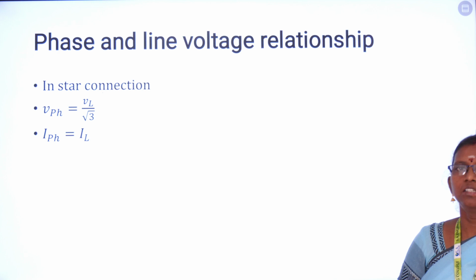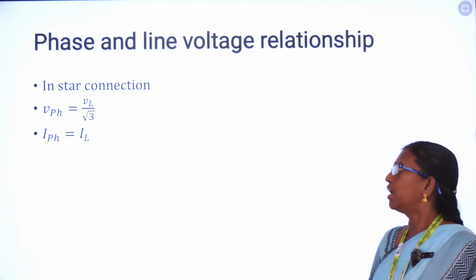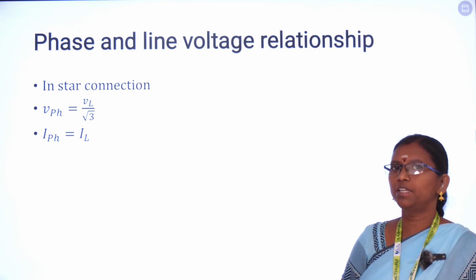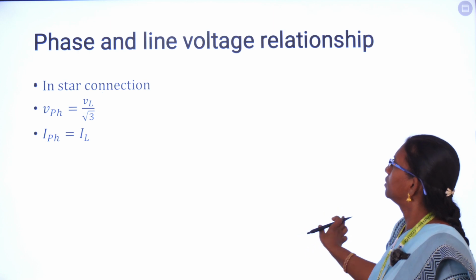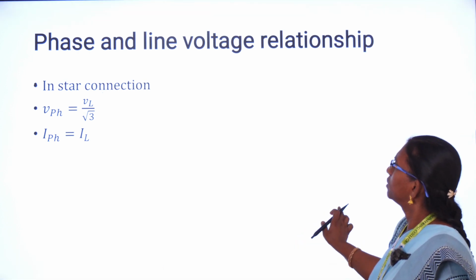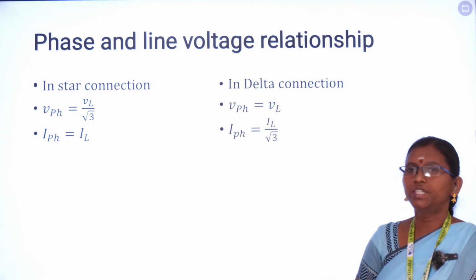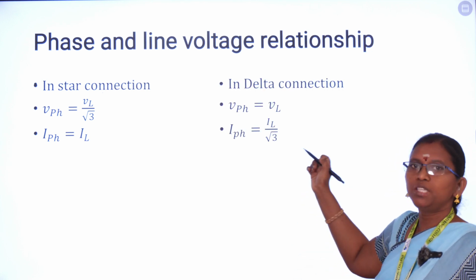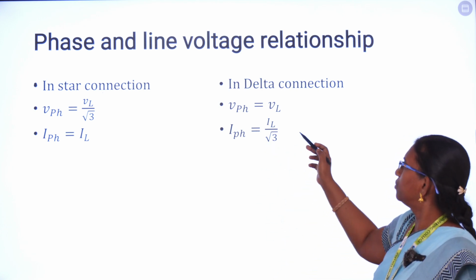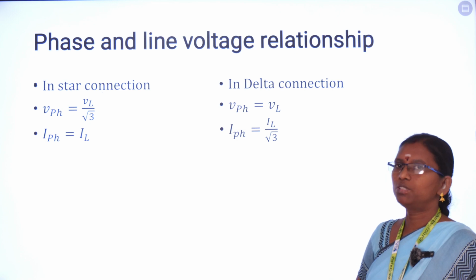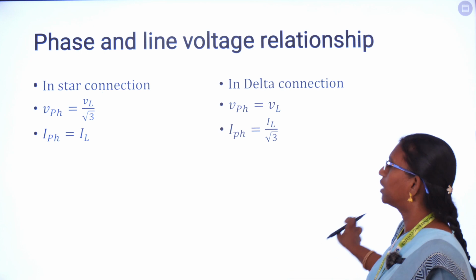In a star connection, phase voltage is equal to the line voltage divided by √3, and the current through the phase and line are both equal. So this is in the case of star. In the case of delta, the phase voltage will be equal to the line voltage and the current through the phase is equal to IL by √3. So these are the relationships between the phase and line voltages and currents.